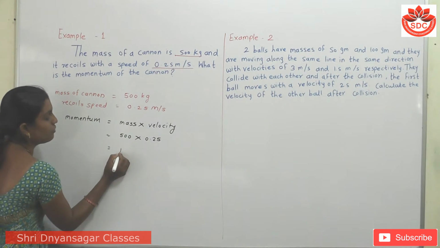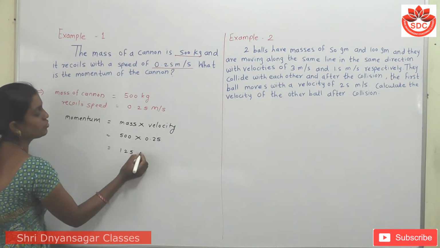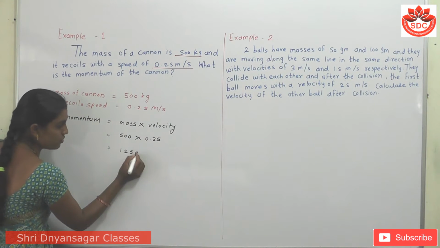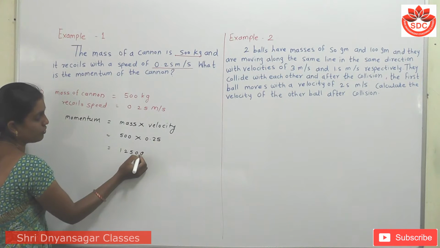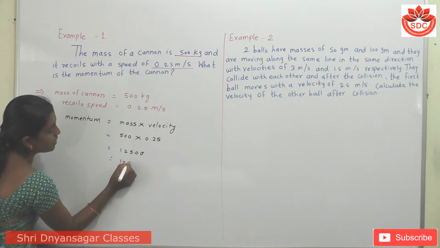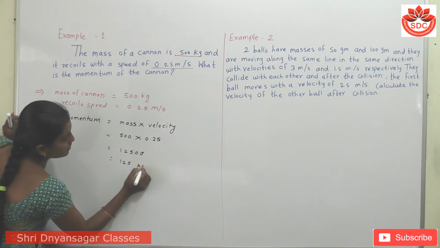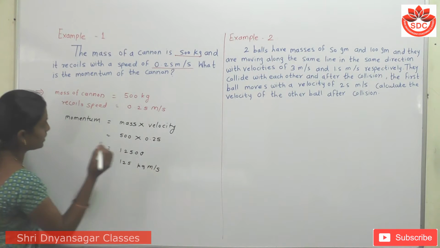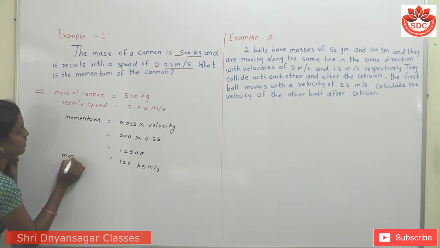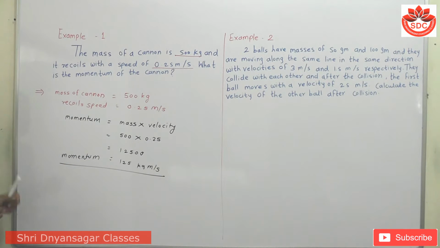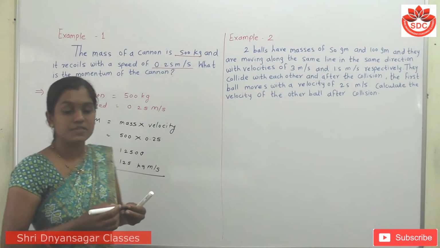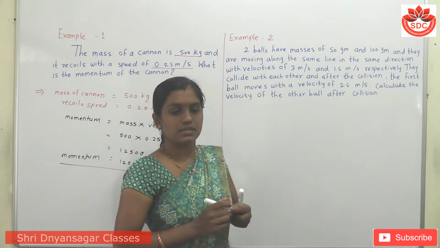Momentum. So multiply 0.25 by 5: 25 fives are 125. 25 zeros are 0. And we have to give two decimal points, so it is 125 kg meters per second, the momentum of that cannon. So the momentum of the cannon is 125 kg meters per second. So this is the answer.